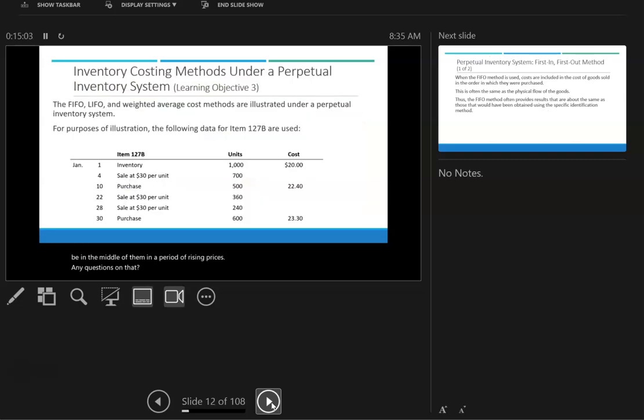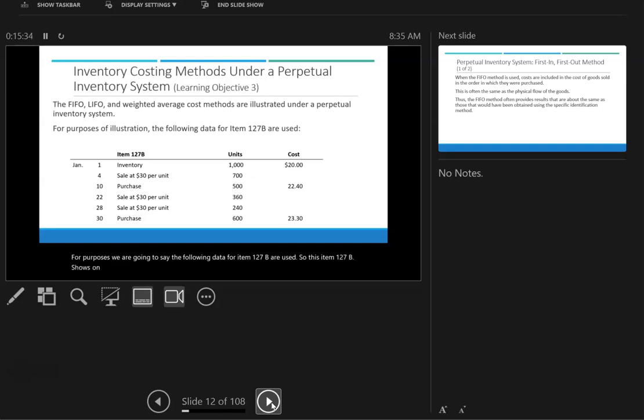So here, the LIFO, or excuse me, the FIFO, LIFO, and weighted average cost methods are illustrated under what we call a perpetual inventory system. For purposes of this example, we are going to say the following data for item 127B are used.